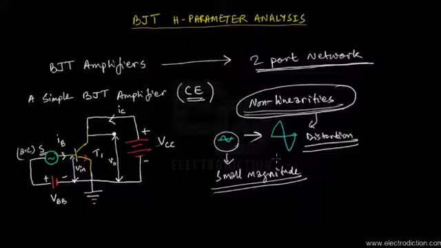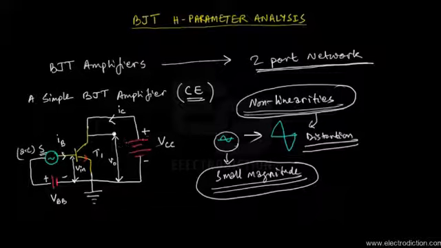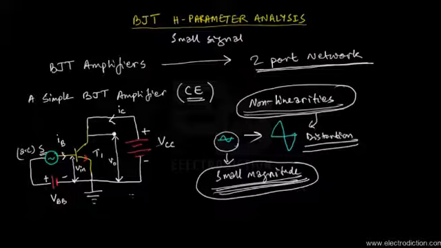And that's why, due to this particular reason, the H parameter model tries to analyze the BJT amplifiers whenever they're trying to amplify certain input AC signals. So this kind of analysis is also referred to as the small signal analysis of the BJTs, because the BJT can only handle small magnitude signals at its input whenever it's amplifying. So it's also called small signal analysis.